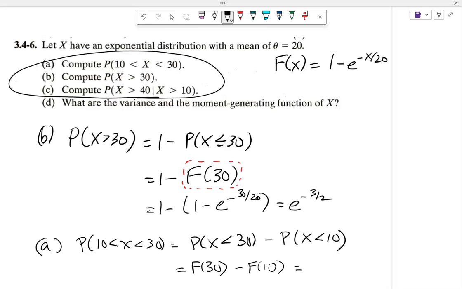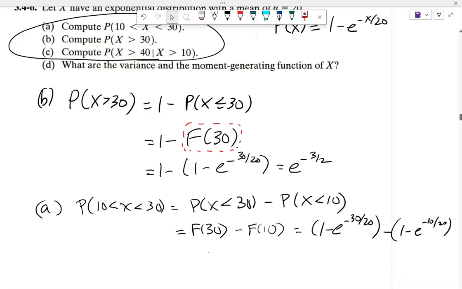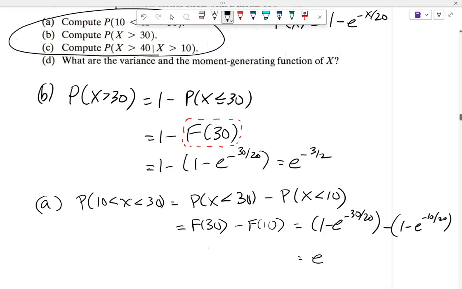And now I just need to plug it in. F of 30 is 1 minus e to the negative 30 over 20. F of 10 is 1 minus e to the negative 10 over 20. And if you feel like you're in the mood to simplify, you get e to the negative 1/2 minus e to the negative 3/2. That part okay?